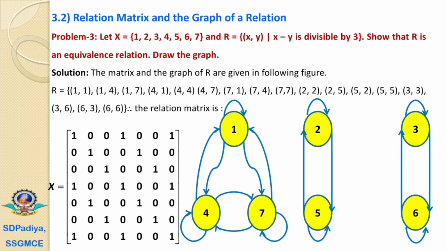Third, is it transitive? Then we'll observe that 1 has a relation to 4 and 4 has a relation to 7. Then 1 also has a direct relation to 7. Again, 1 has a relation to 7 and 7 has a relation to 4. Then 1 also has a direct relation to 4. That's why it is transitive also. And if any relation is symmetric, reflexive and transitive, then we call it an equivalence relation.